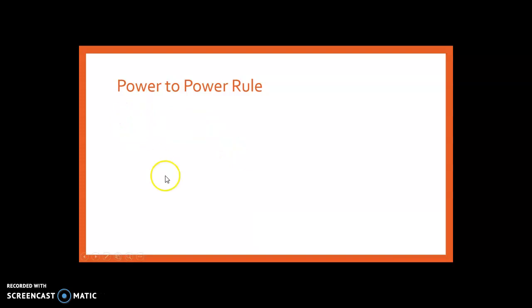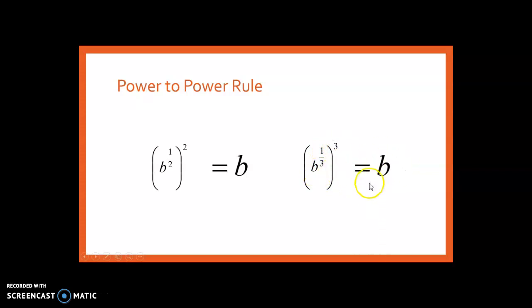So we want to think about it in terms of the power-to-power rule, all right? So we can see how this turns into a radical function. We have b to the 1 half, a radical expression, b to the 1 half squared. If I use the power-to-power rule, that says to multiply these exponents, and a half of 2 is 1, so this just ends up being b. And I can do the same thing with something like b to the 1 third, to the third power, or 1 third cubed. I multiply these, 1 third of 3 is 1, so we get, again, just b.